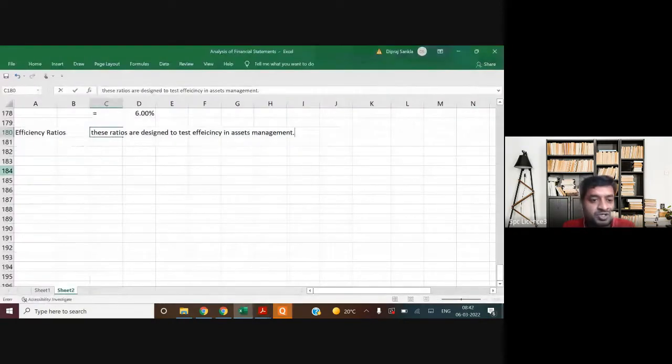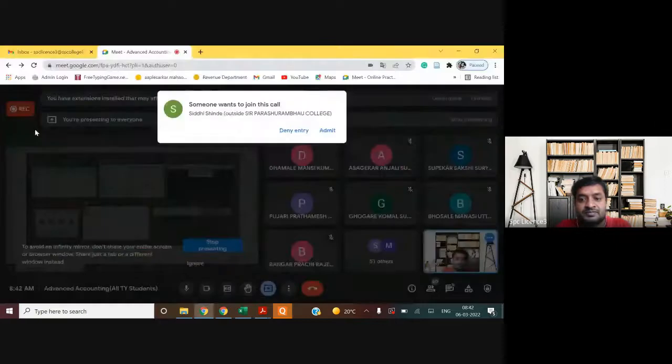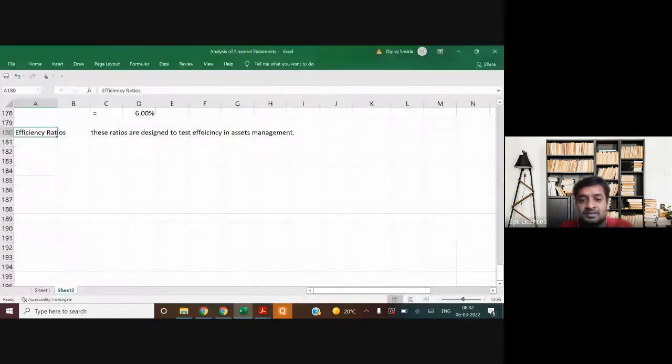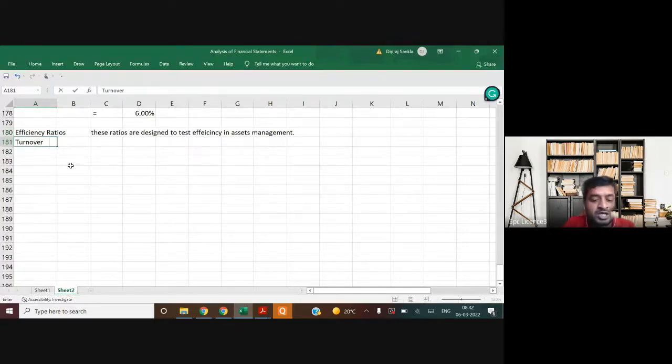So the first ratio, just keep in mind these efficiency ratios measure what? The efficiency in asset utilization. These efficiency ratios are designed to test the efficiency in asset utilization. Okay, now these efficiency ratios are also known as turnover ratios, but the question is why these ratios are known as turnover ratios.